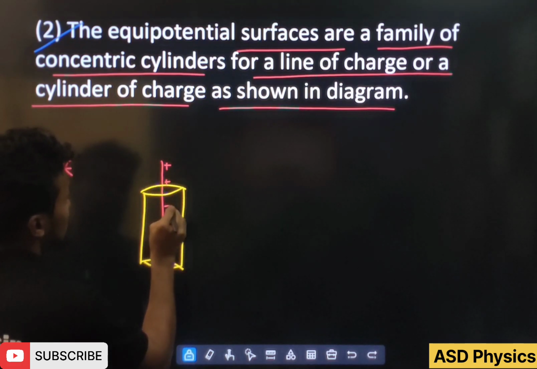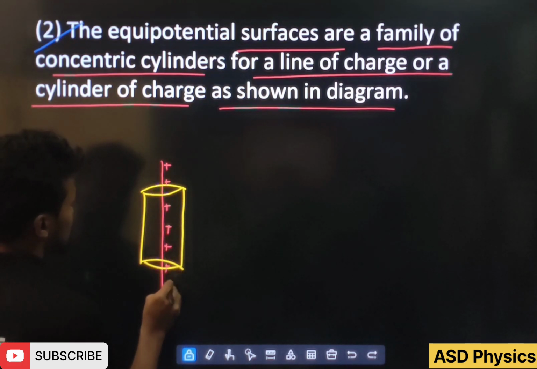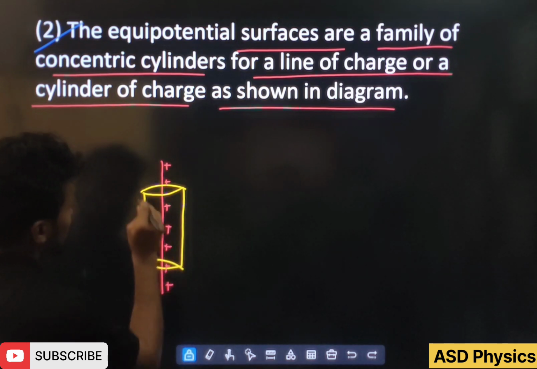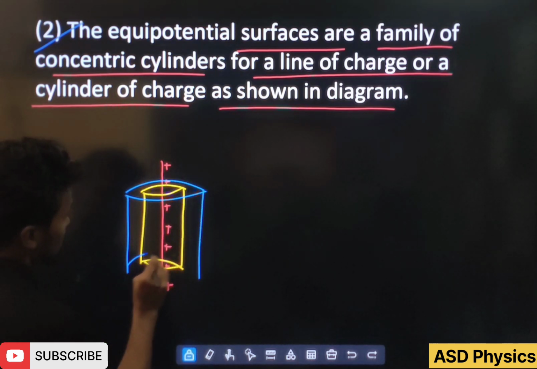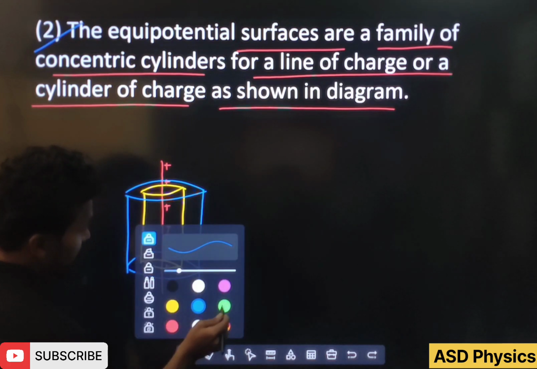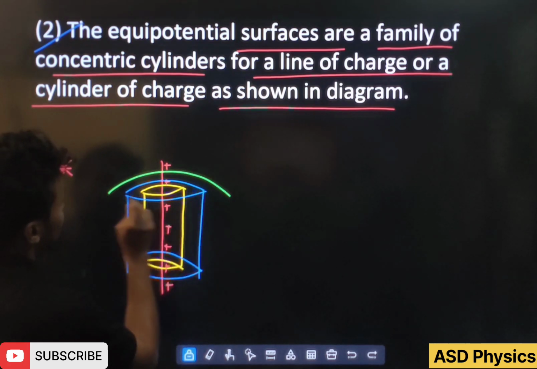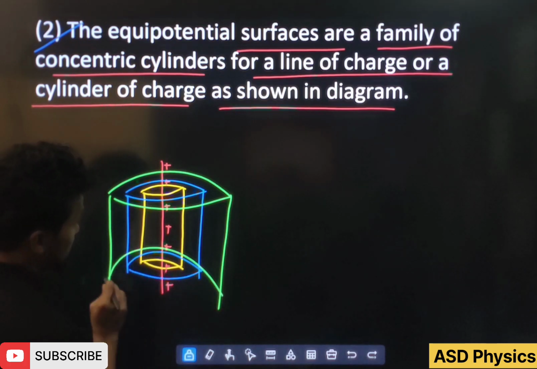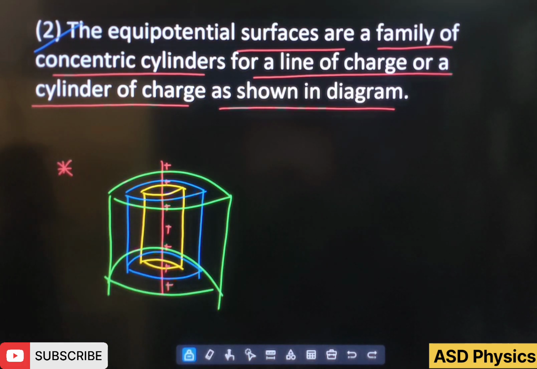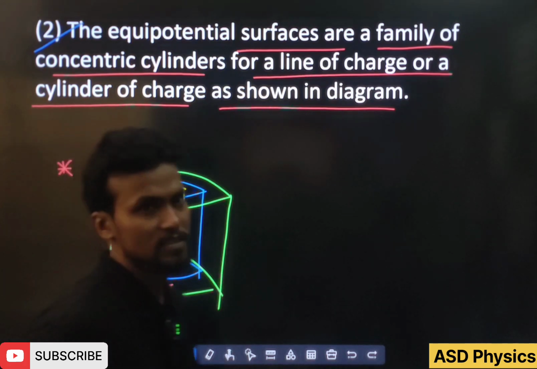Everywhere charge is there, like this. And here we can draw one more like this. Cylinders will be there. Like this we can draw, and let me take one more here. Like this we can draw the cylinders here. So whenever a line charge is there, what kind is there? Concentric cylinders are there.